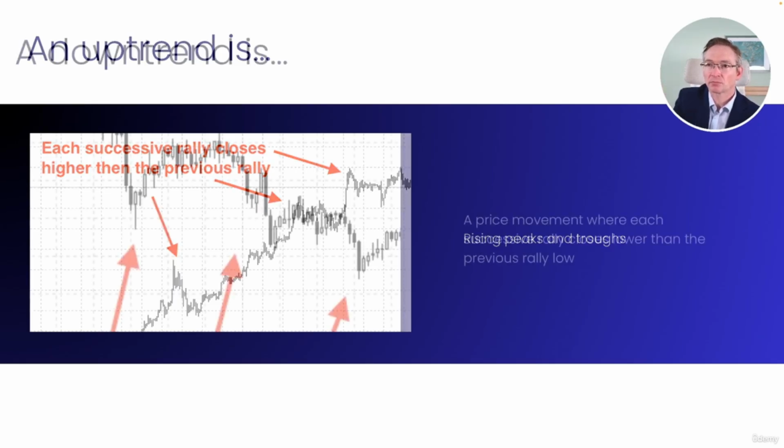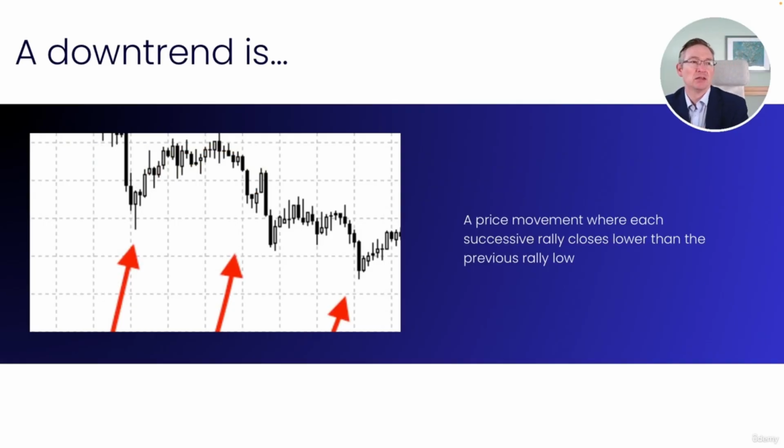Simple, right? A downtrend is the exact opposite. It's the price movement where each successive rally closes lower than the previous rally low. So in other words, new low, lower high, lower low, lower high, lower low, just like this. It's this stepping kind of formation that's very characteristic of a downtrend.